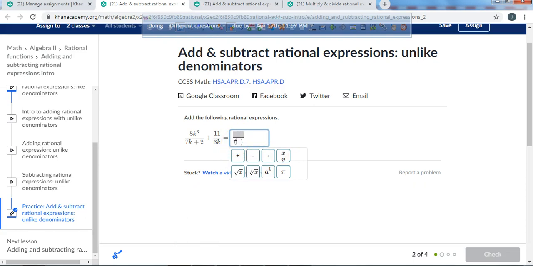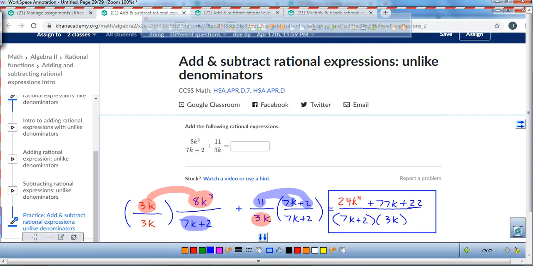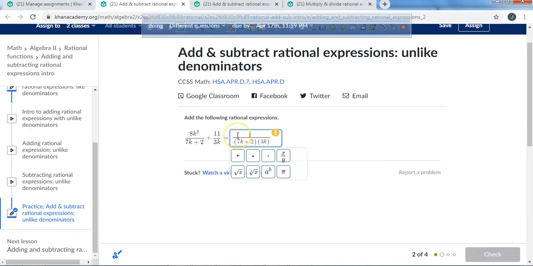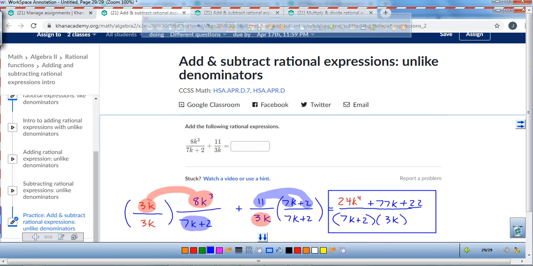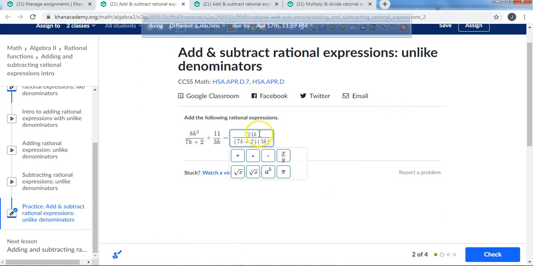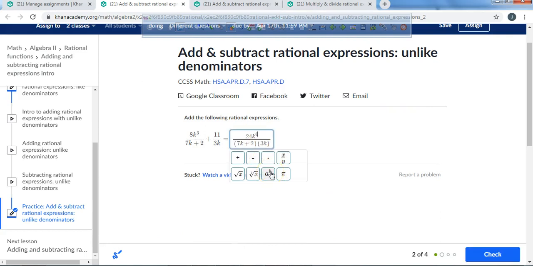What do I like to do? I like to open up parentheses, type in one of the common. Now, if it said expand, then I'd have to go in and expand everything by using the FOIL method and all that stuff, and the distributive property. But we don't have to worry about that. We can leave it in factored form, which is nice. There we go. There's our first part, 7k plus 2 and 3k. Then here, we've got to type in 24k to the power of 4. Plus 77k plus 22. Let's check it out.